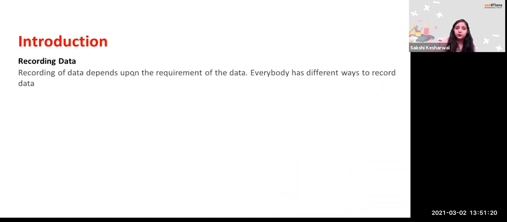The recording of the data depends upon the requirement of the data, right? Everybody has a different way to record the data. You just collect the data, but collecting data is just one thing. You have to keep a proper record. It's like you make a tabular form or a bar graph form or a pictograph form. There are different kinds of representation and different ways of recording it.